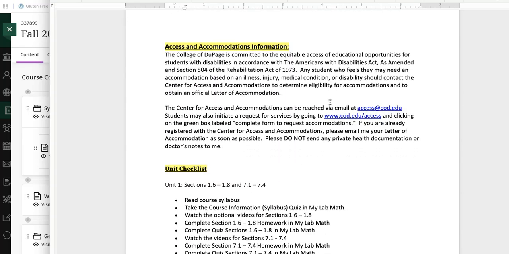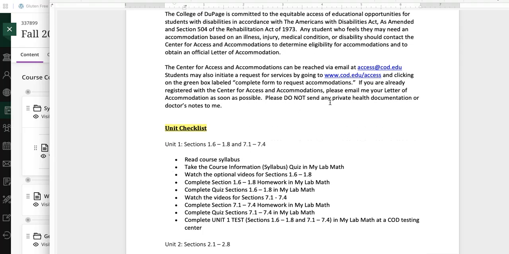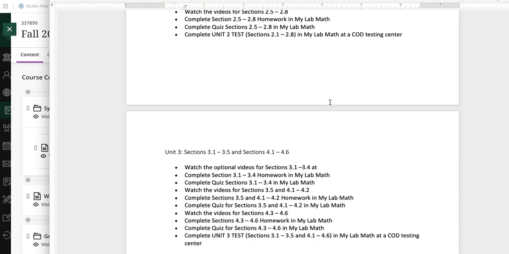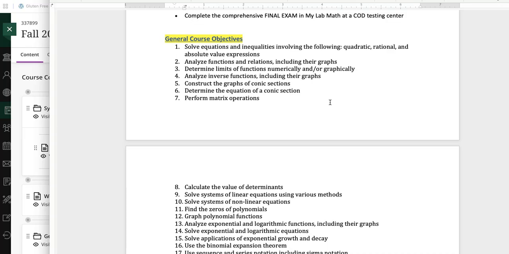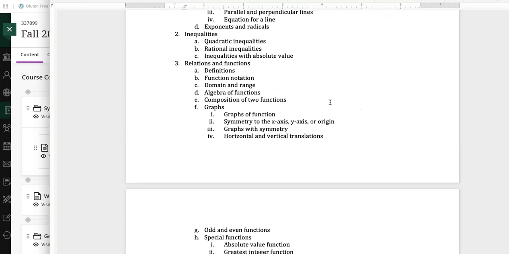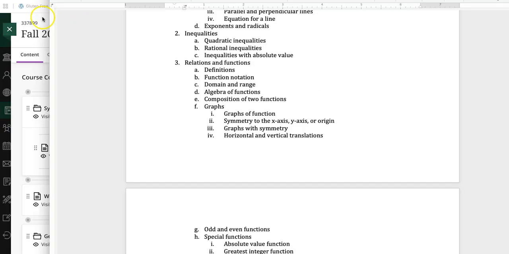Access and accommodations information. If you have a letter of accommodation, please email it to me and I can work with you individually. At the end of the syllabus is the unit checklist about what sections to cover in each unit, and then also the general course objectives and topical outline for our course. Let me jump back into Blackboard.